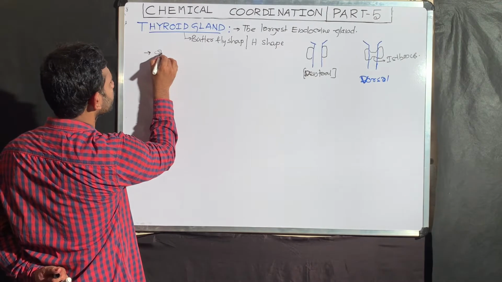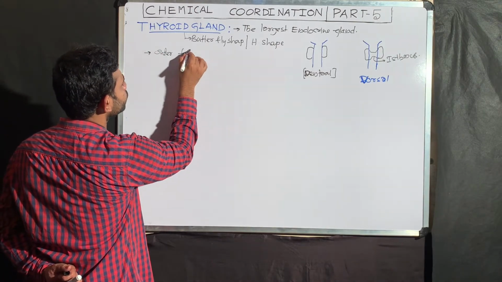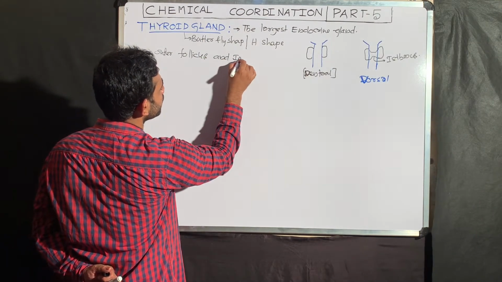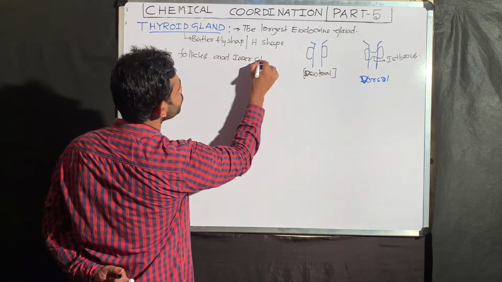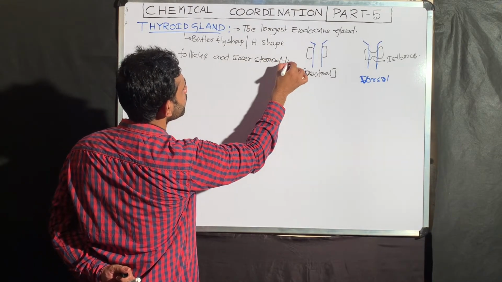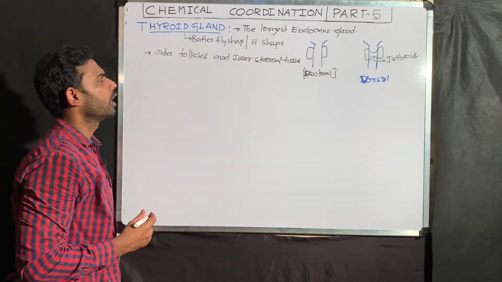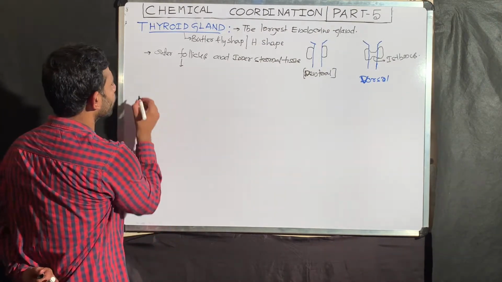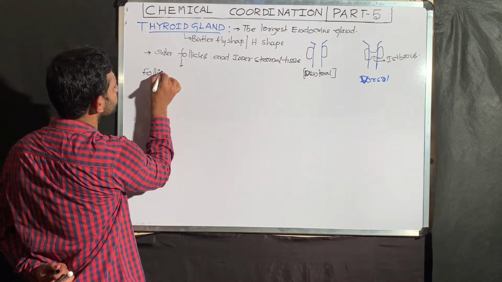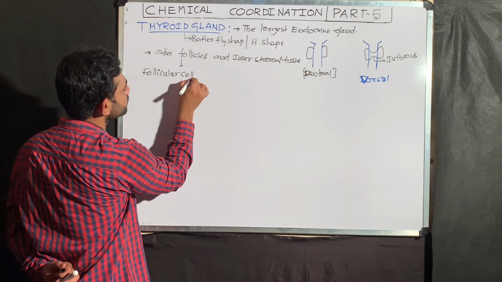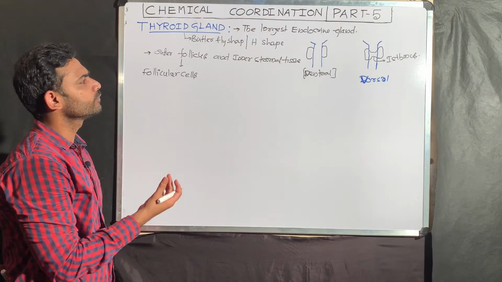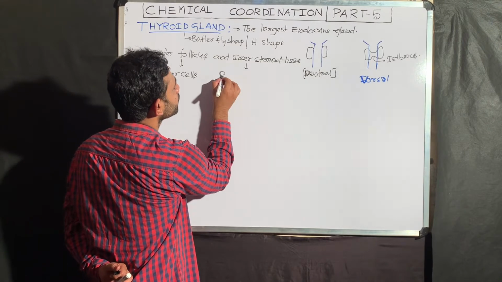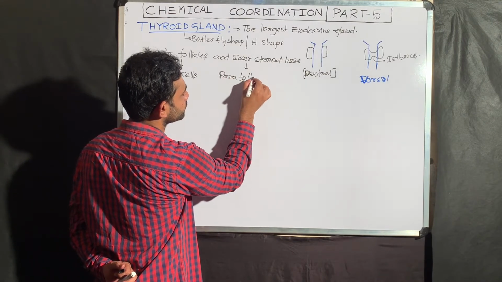Okay. So the next point is, this thyroid gland consists of two tissues. One is the outer follicles and the inner stromal tissue. Thyroid gland consists of outer follicles and inner stromal tissue. These follicles consist of follicular cells. That means follicular cells make the follicle tissue. In the same way, the inner stromal tissue consists of parafollicular cells.